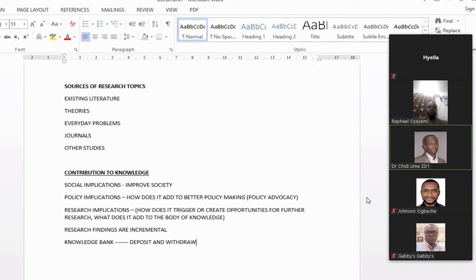So that means the quality of policies that are formulated, or the quality of knowledge consumption in a society, is a function of the quality of research such societies encourage or carry out.